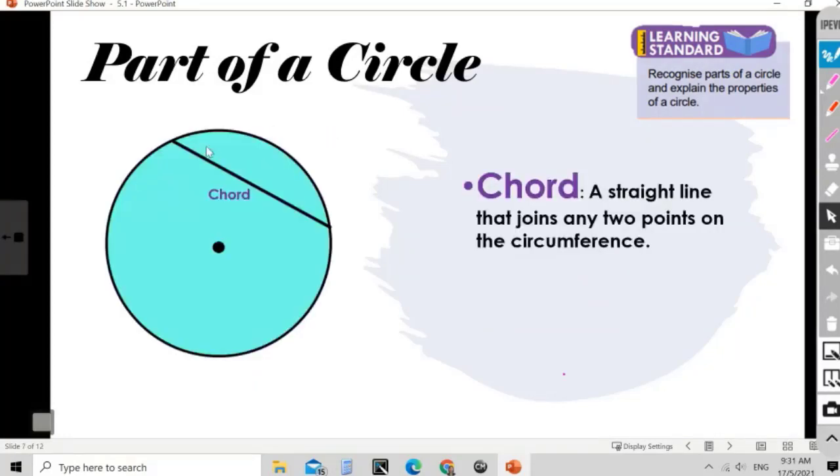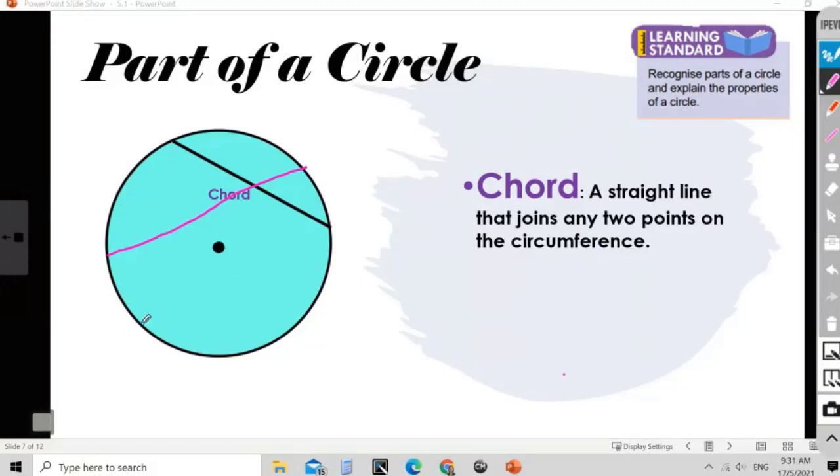Okay, so chord, this is the chord. It only touches the circumference but does not go through the center, tidak merentasi pusat. A straight line that joins any two points on the circumference. Any two points. Besides this, this one can also be. Here can, here can. All the pink color, this one actually is a chord. This one also can. But it does not pass through the center. Any one of those, but not passing through the center. Clear or not?